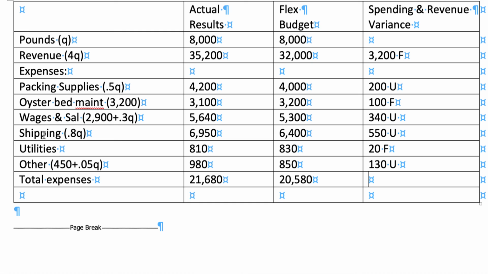That means that in total, I have an $1,100 difference. Am I favorable or unfavorable? Well, the actual results were higher than what the flex budget said, so I'm unfavorable. Okay? Let's figure out net operating income.